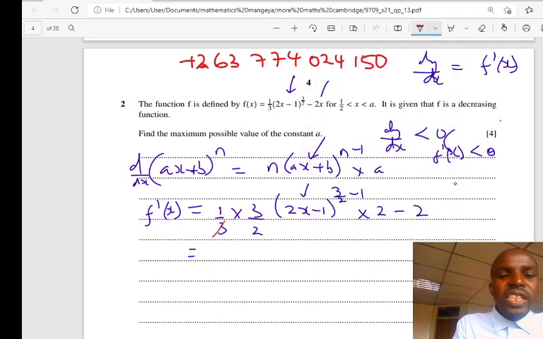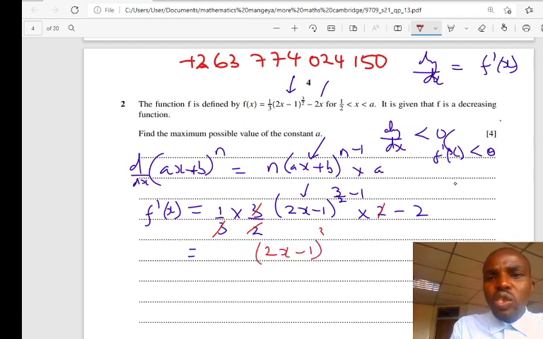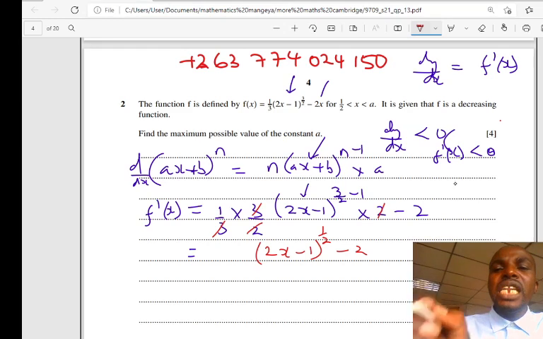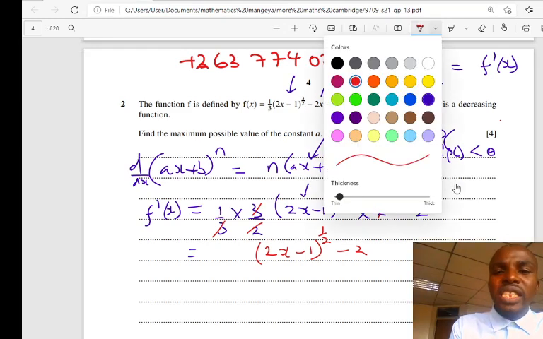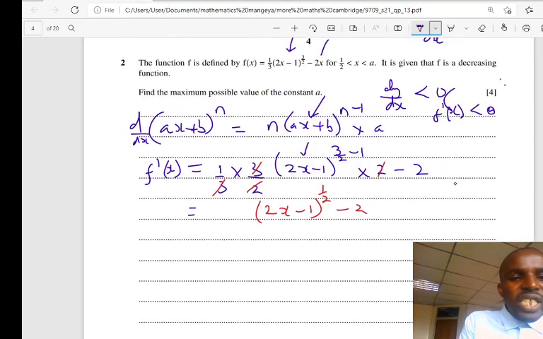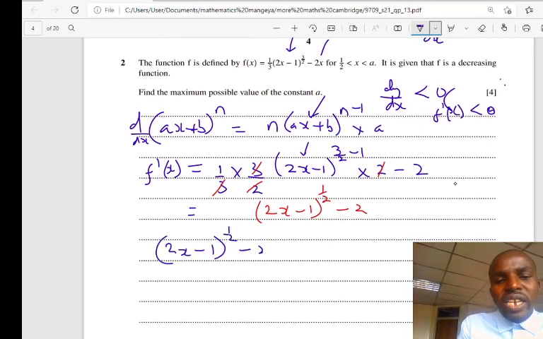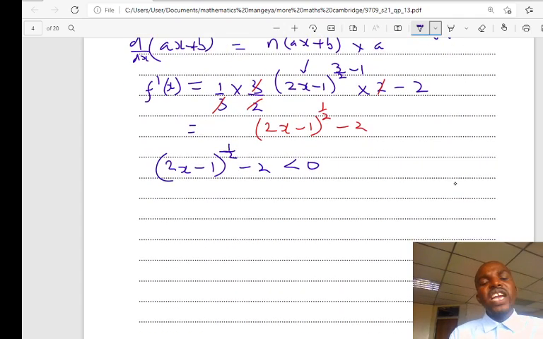Then simplifying further here, 3 will cancel out, 2 will cancel out, it will be 2x minus 1 to the power 3 over 2 minus 1, which is actually 1.5 minus 1, is half. Then minus 2. So that's your first derivative. So this one is supposed to be less than 0. It's supposed to be negative. So you say (2x minus 1) to the power half minus 2 is less than 0. It's negative.